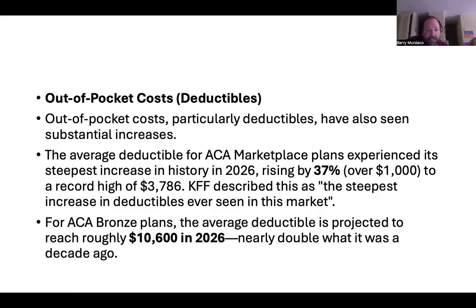For ACA bronze plans, the average deductible is projected to reach roughly $10,000 in 2026, nearly double what it was a decade ago. So, for anyone who doesn't know how this works, that's basically what you have to spend on healthcare before your insurance even kicks in. So if you're on an ACA bronze plan, you basically have to pay $10,000 out of pocket before your insurance will even start to cover you.